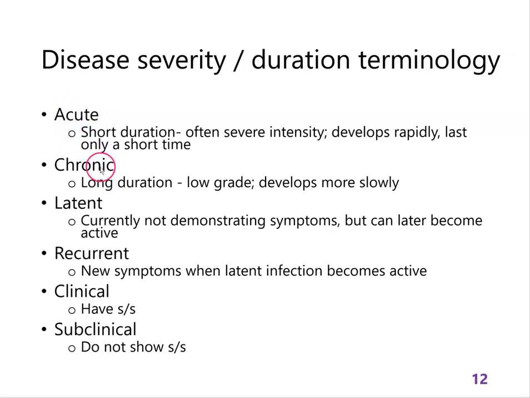Acute versus chronic is an important thing to know. Clinical versus subclinical is important to know. And S/S means signs and symptoms. Latency, latent diseases, lots of us have them. If you've ever had chickenpox, you have latent disease because that virus is inside your dorsal root ganglia. That virus is there waiting to cause shingles later.